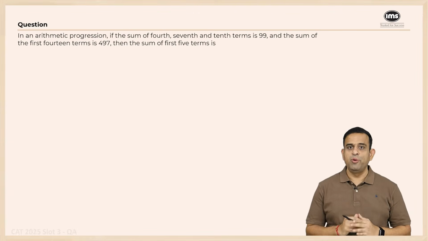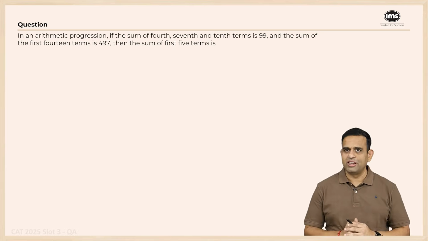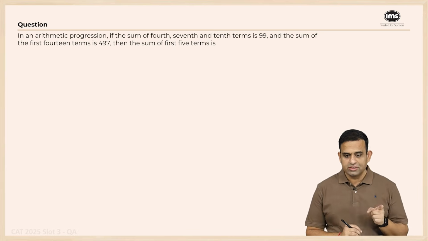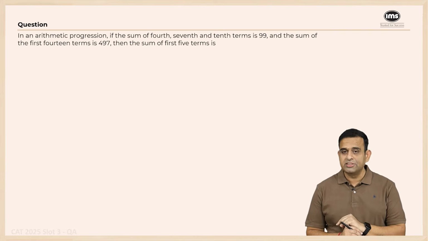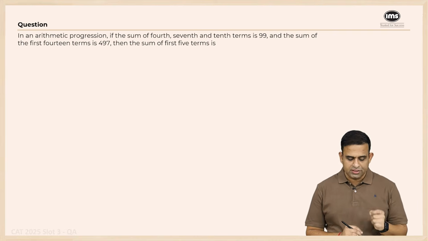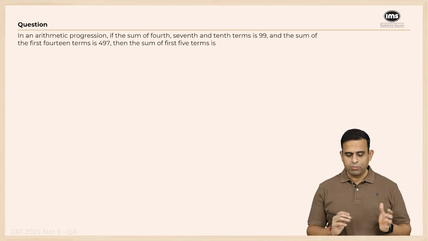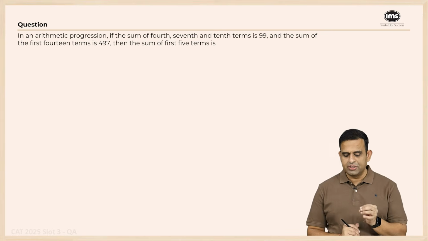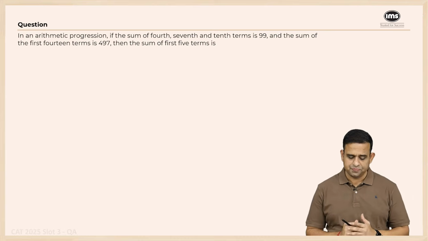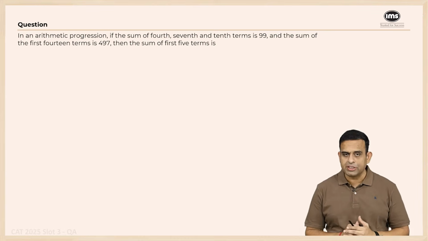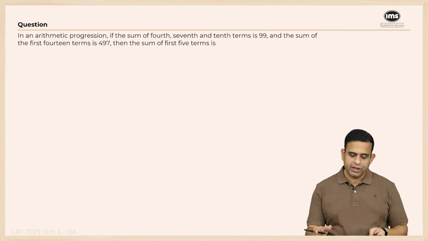The next sum happens to be on sequence and series, and the sum goes like this. In an AP, the sum of the 4th, 7th and 10th term is 99, and the sum of the first 14 terms happens to be 497. The objective is to find the sum of the first 5 terms of the AP. This happens to be a theta question, not a difficult question over here.